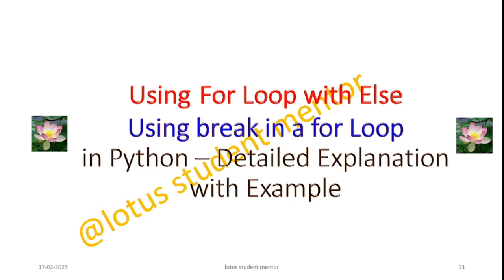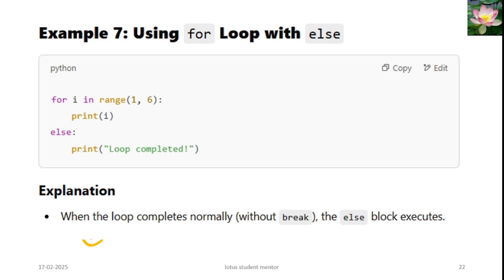In this session, we are going to study using a for loop with else and using break in a for loop in Python, with detailed explanation and examples. In the previous videos, the example began with 7, which means this is a continuation of the previous 2 videos.